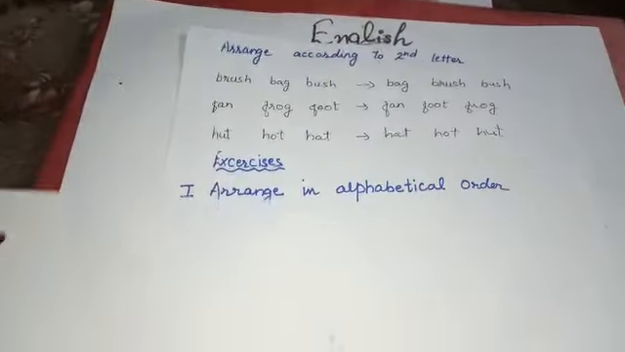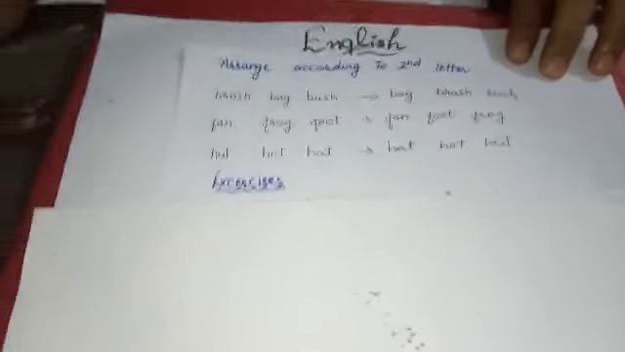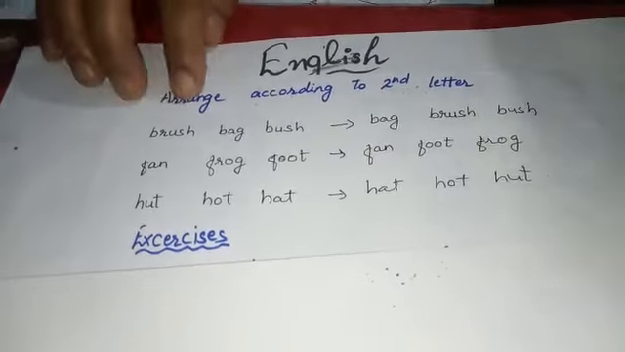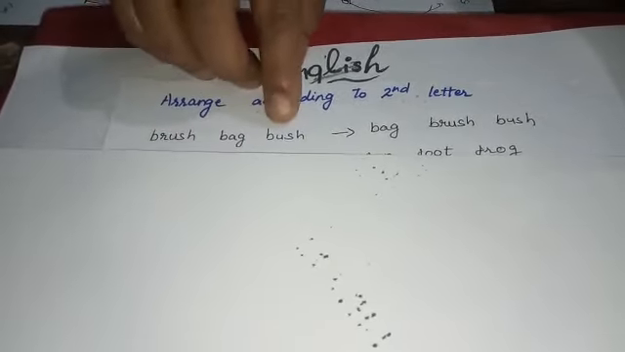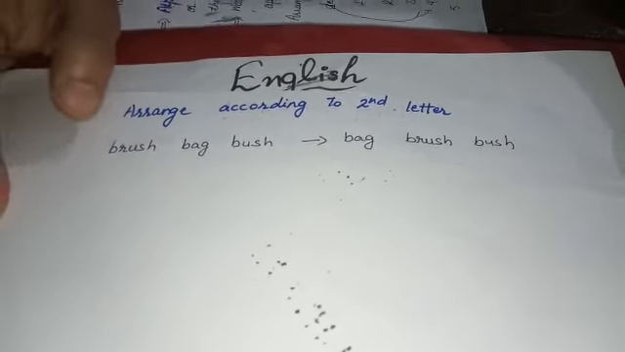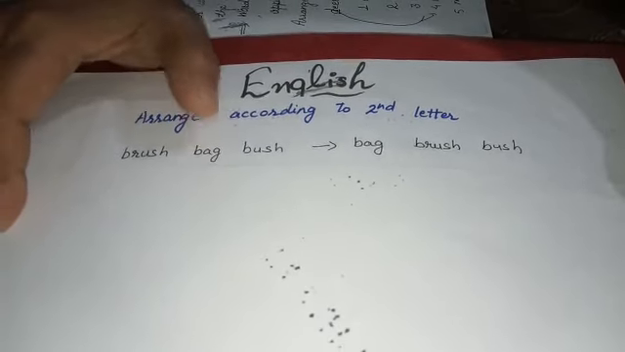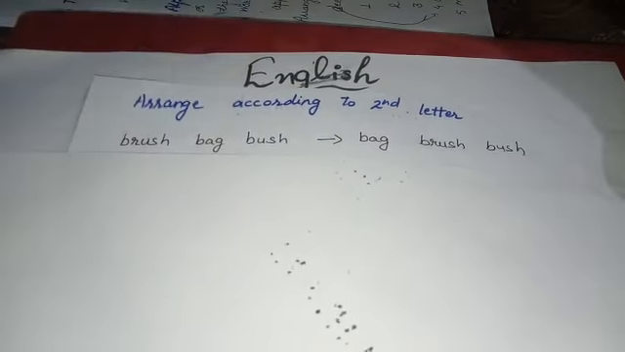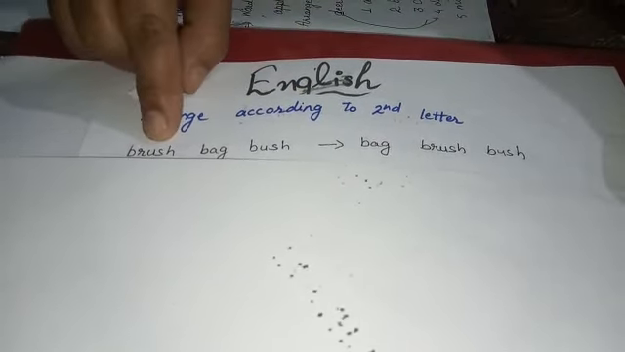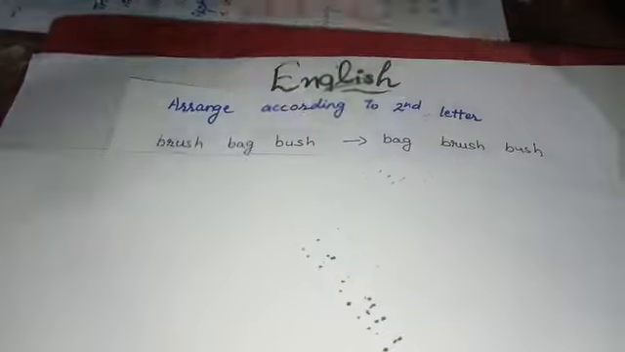So, if there are some words which are starting with the same letter, how will you arrange them? Then you have to arrange them according to the second letter. Like here you can see brush, bag, bush. They are all starting with letter B. Now how will you arrange it? You will see the second letter. Second letter A, B-A-G, bag. That will come first. Then B-R-U-S-H, brush, will come second. And the last one, B-U-S-H, bush, will come in the end.